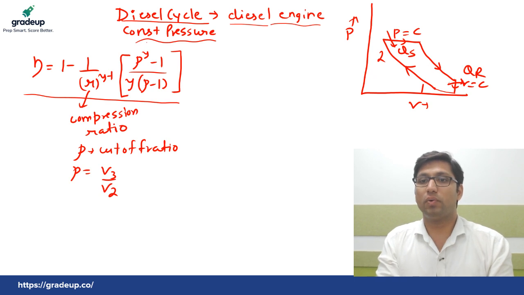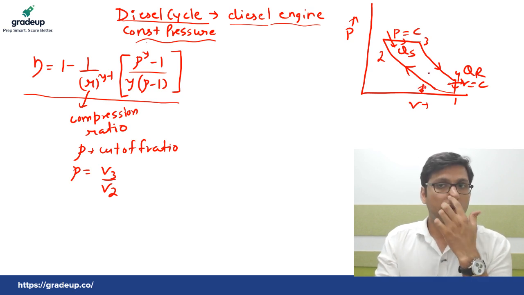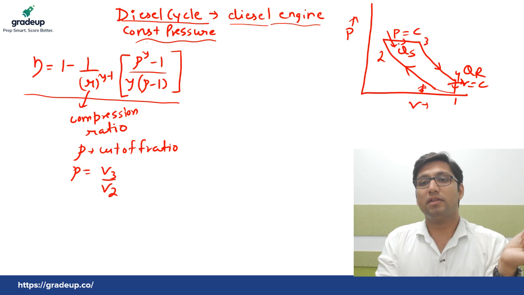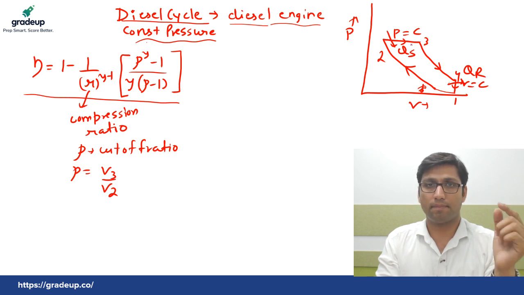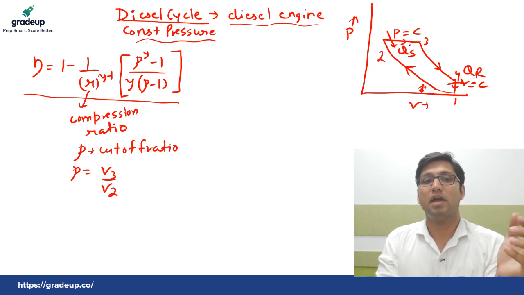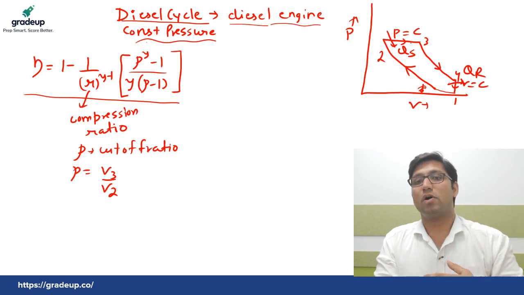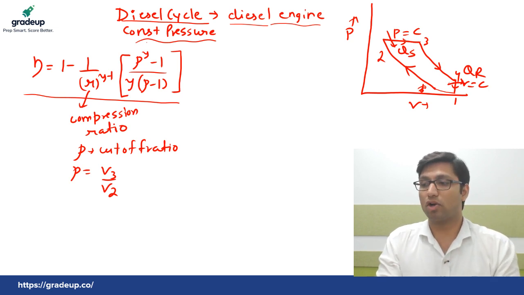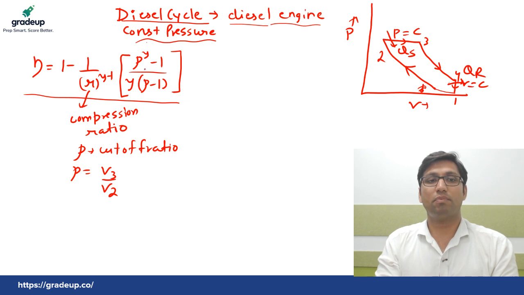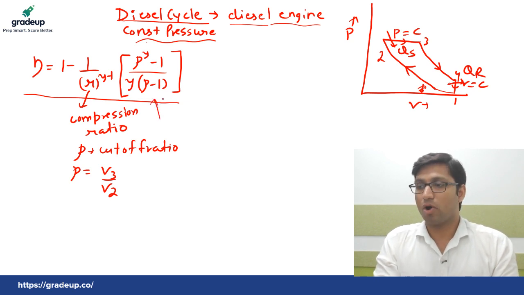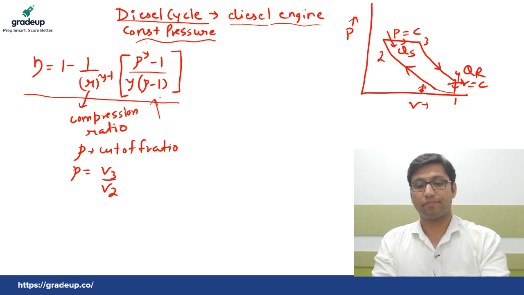If this is 1, 2, this is 3, this is 4. The ratio of V3, the volume after the constant pressure process, divided by the volume before the constant pressure process, is equal to the cutoff ratio. So you just have to put all the values in this equation and you will get the efficiency of the diesel cycle.